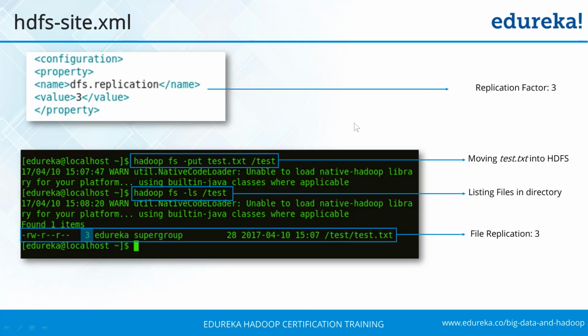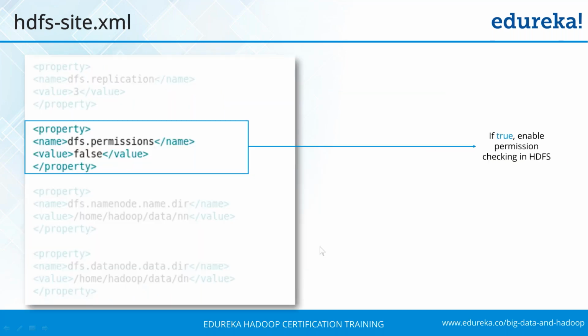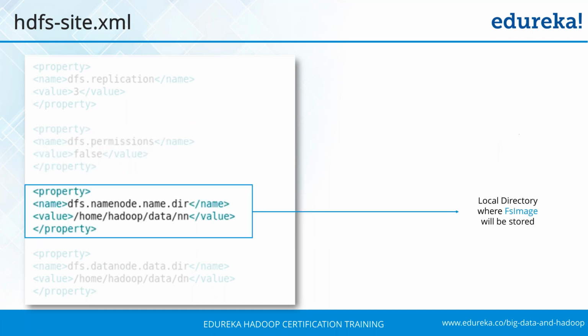I'll go through a bit about the replication factor here by the slide as well. This is the replication factor here. Let's say you want to put any file, it will show you the replication factor of the file you have put inside HDFS. So we are moving the test.txt into HDFS. This is how you will list the file. Let's say there is one file over there, and this is showing the replication factor here. Right now we are disabling the permissions, and if it is true, then it will enable the permission checking on HDFS.